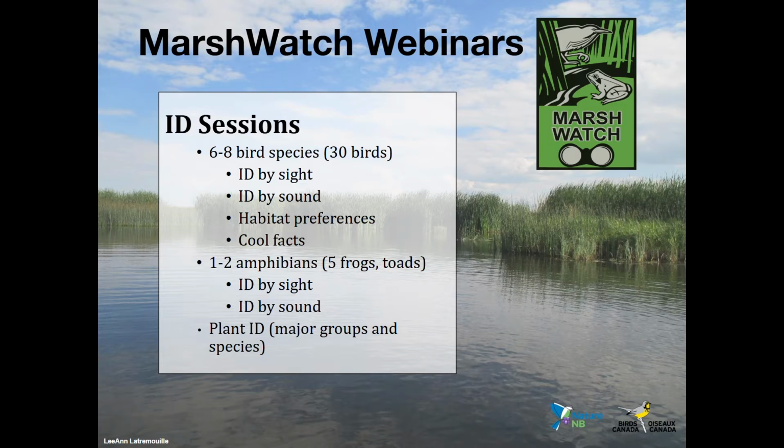And we will also cover 1 to 2 amphibians per webinar for a total of 5 frog and toad species. And again, we're going to teach you to identify them by sight and by sound. And we will cover some plant identification of the major groups and species that you may encounter in wetlands. And this is mostly going to be a useful tool if you decide to join the marsh monitoring program, which has a habitat survey component.